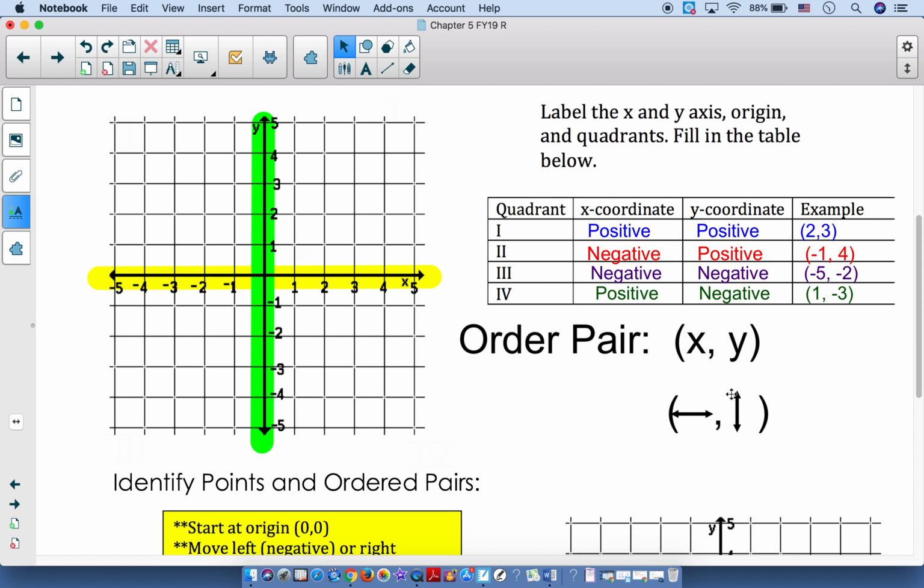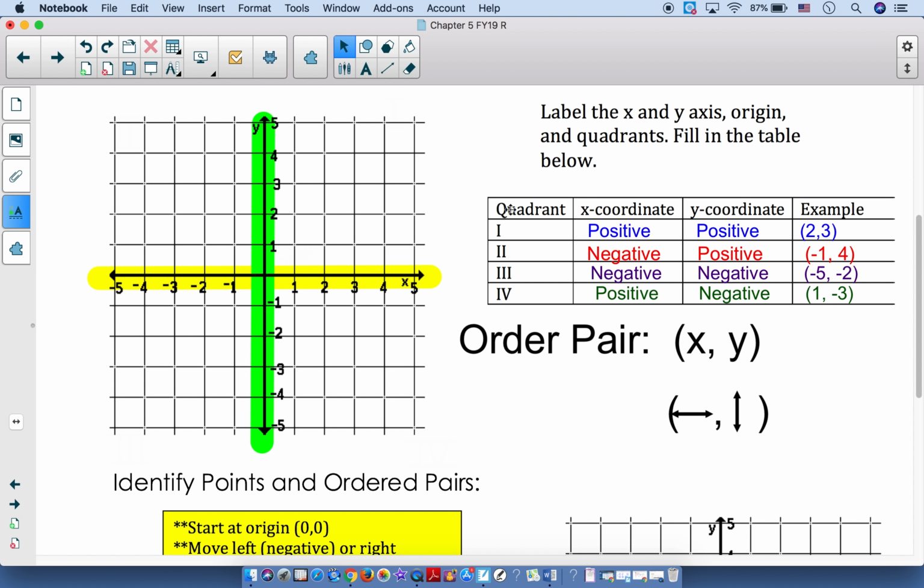If you recall yesterday, I related it to an airplane. If you think about when you're flying on an airplane, you need to get speed and then you can take off. And the same thing with the ordered pair. The first number is going to tell us our speed, how far left or right to go, and our second number is going to tell us how far up or down we have to go. Okay, so that's ordered pairs.